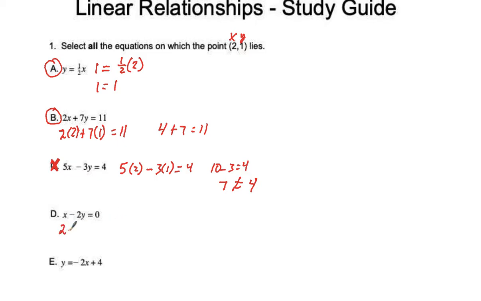x is 2 minus 2 times 1 equals 0. Well, that comes out to be 2 minus 2 equals 0. That obviously is true. 2 minus 2 is 0, so that one gets circled.